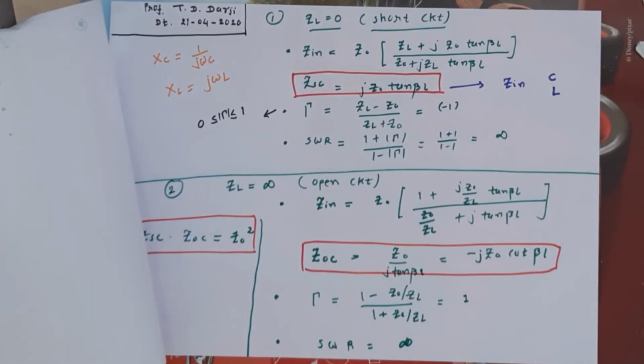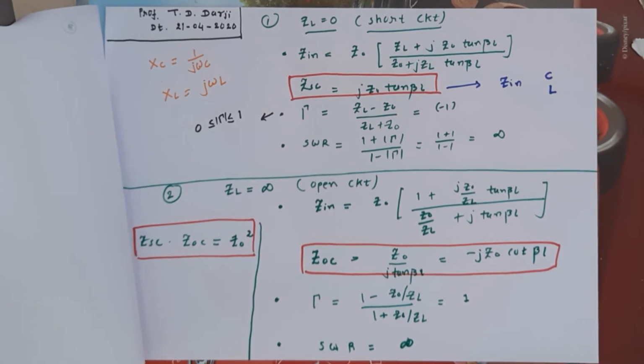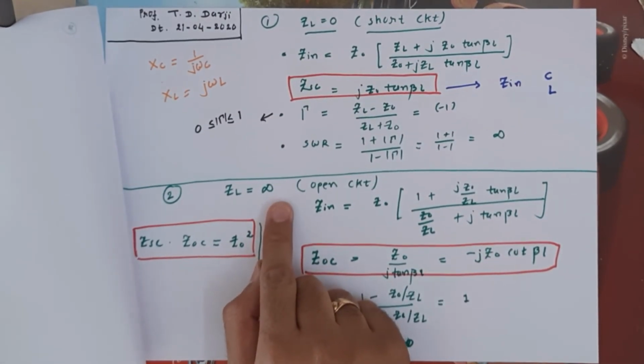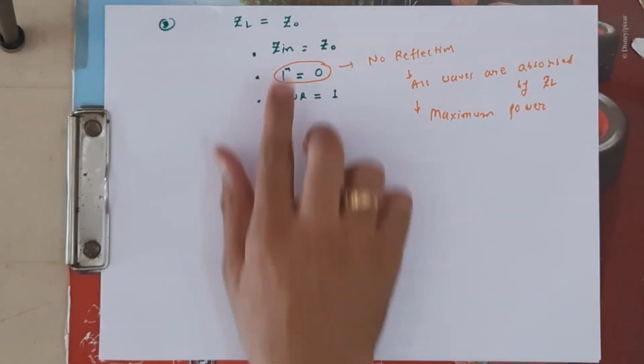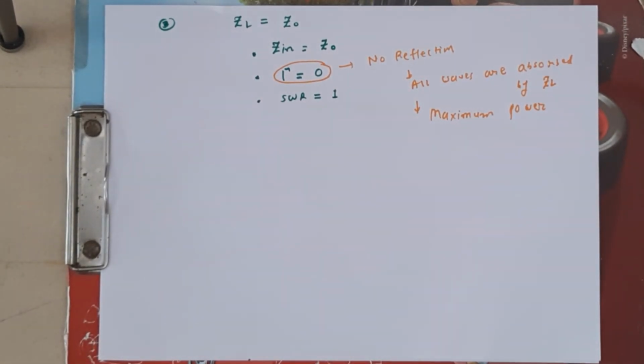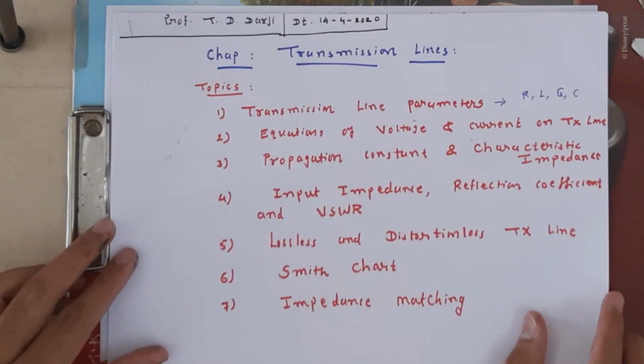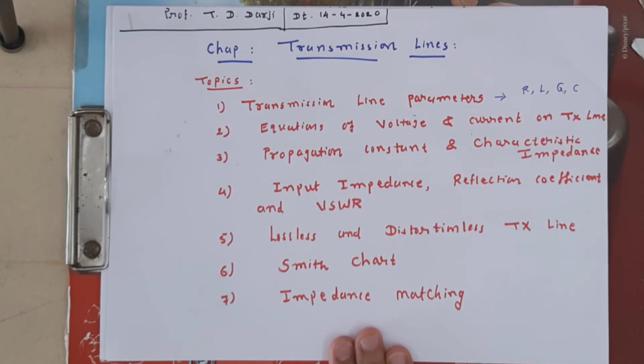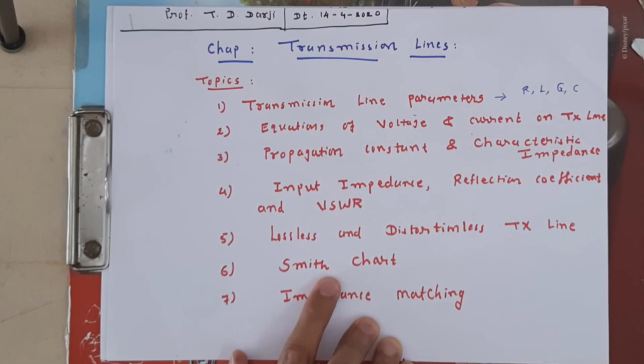So here we have discussed a total of 3 special cases of the transmission line. First is ZL equal to 0, second ZL equal to infinity, and third ZL equal to Z0. In the next lecture we'll discuss the applications of the transmission line. There are a few applications of the transmission line: quarter wave matching, that means impedance matching, single stub matching, double stub matching, and after that we'll discuss the Smith chart.